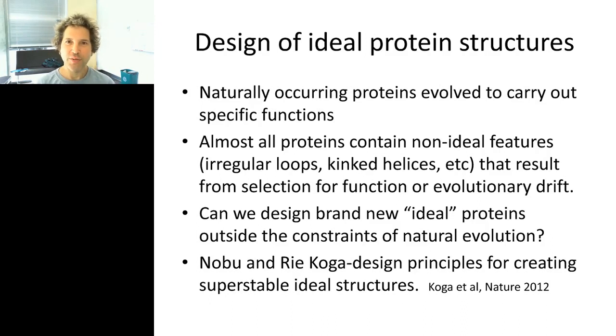All right, so the first challenge I'm going to describe to you is the design of new protein structures. And here the idea is that naturally occurring proteins, as I described, evolved to carry out specific functions. And almost all proteins hence have non-ideal features, such as irregular loops or kinked helices, that result from selection for function. And we were interested in the question of whether we could design brand new ideal proteins outside the constraints of natural evolution. We've developed a set of design principles for creating superstable ideal structures. And these proteins have great advantages as platforms for future design efforts, as I'll describe.